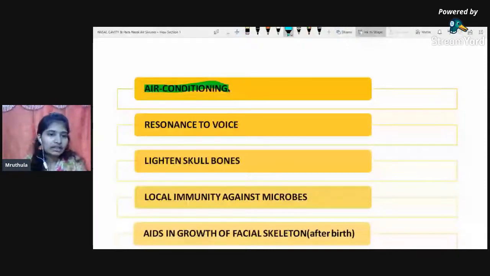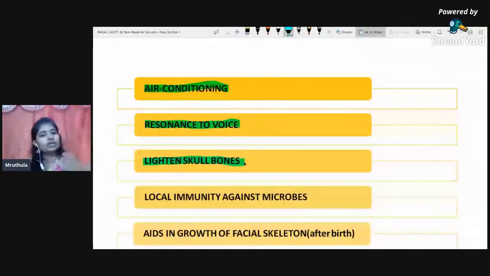Okay. The other function is resonance to voice. So when we speak, the resonance or the echoing effect that is given is also a function of the paranasal air sinus. You can very well appreciate the reason, because when you are in a hollow room, your voice gets echoed. Similarly, this is a hollow cavity, so it echoes the voice, right? Then the third function is it lightens the weight of the skull bones. So we know birds have light weight because their bones are hollow. Similarly, these are hollow cavities, so they help in lightening the skull bones.